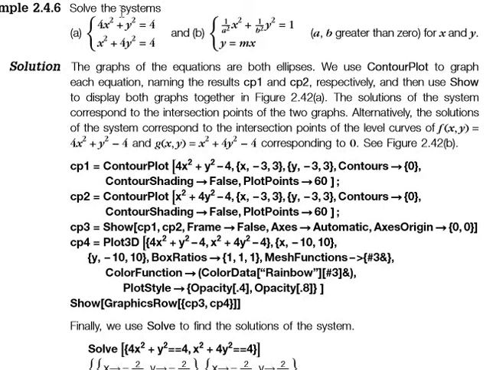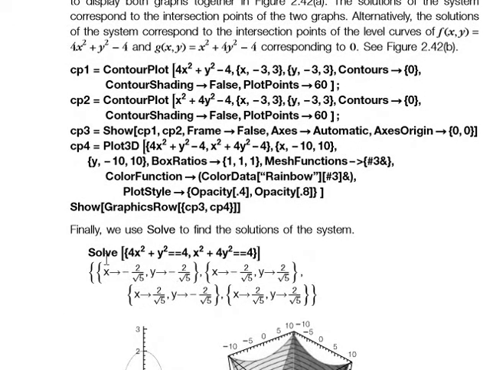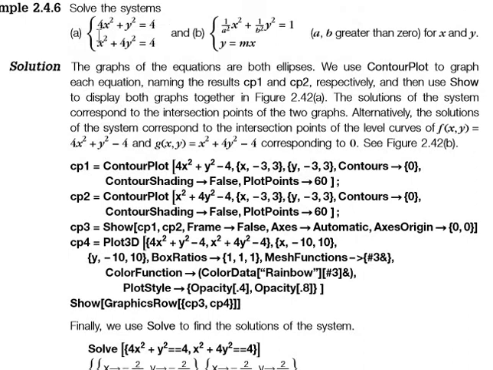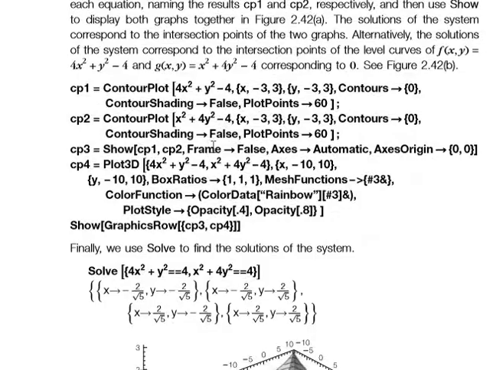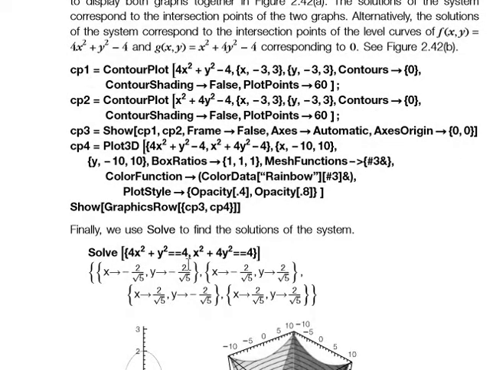Now this one is the system of equations. We want to solve this, and we simply write the command Solve and square bracket, then write this 4x square plus y square equal. In Mathematica we use equal two times, equal 4, and x square plus 4y square equal 4, and then shift plus enter, we get the result for the system of equations. We get two pairs of solutions.